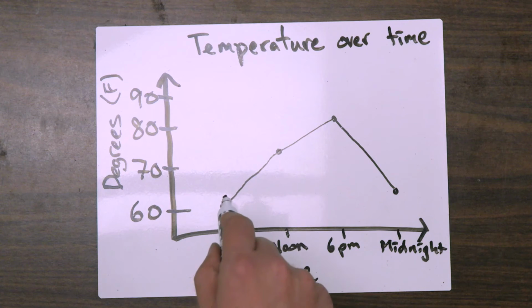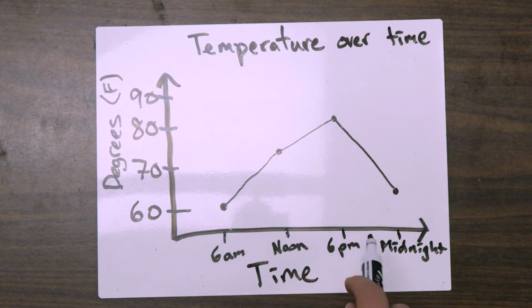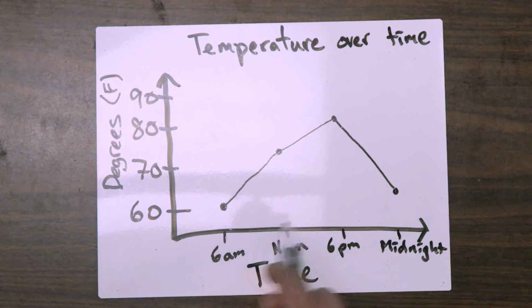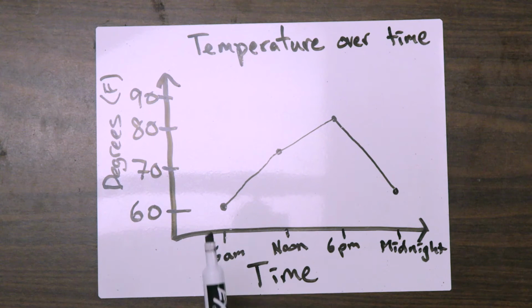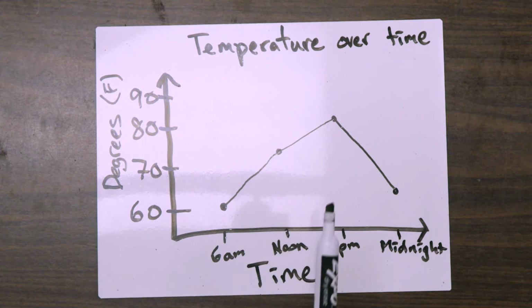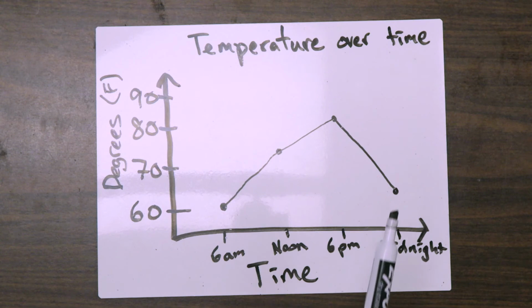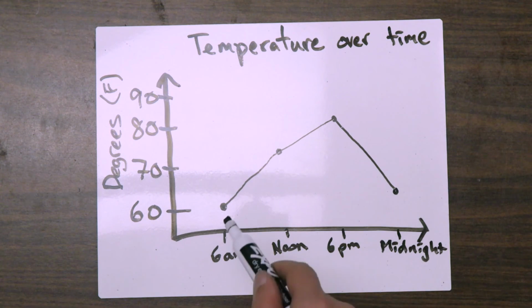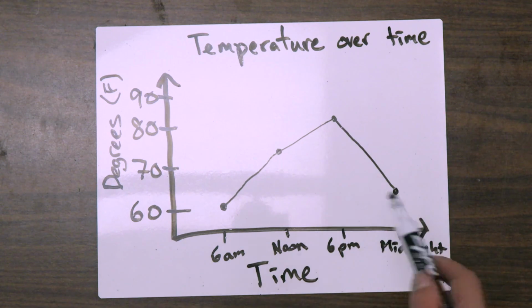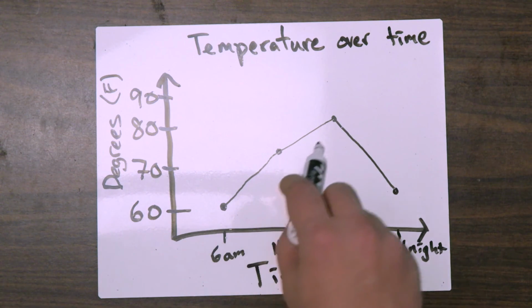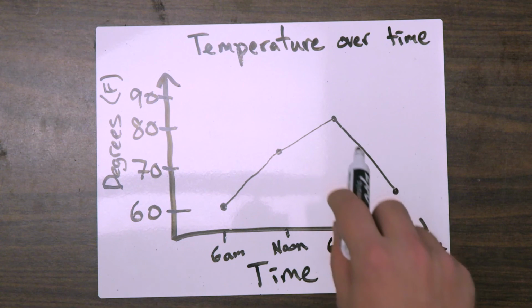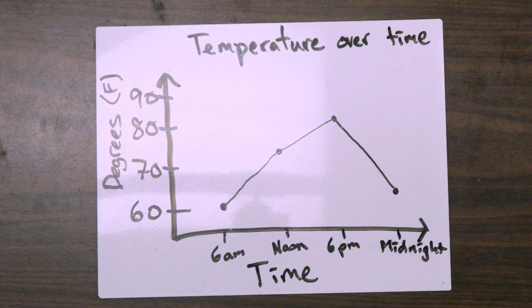And I have a point at each one of these intersections for time. So at 6 a.m. I have a point, at noon I have a point, at 6 p.m. I have a point, and at midnight I have a point. Now all I do to make this into a line graph is I connect the dots. And then I can see the temperature rises up to 6 p.m. and then it falls back down by midnight.